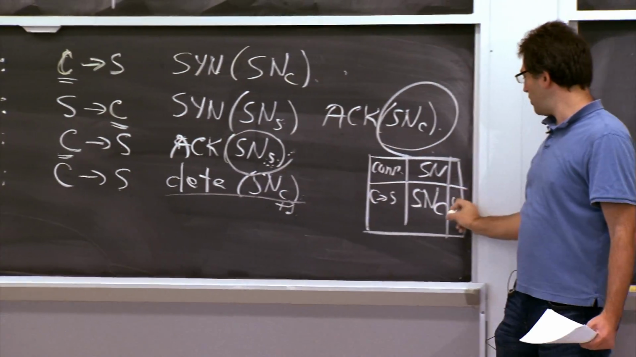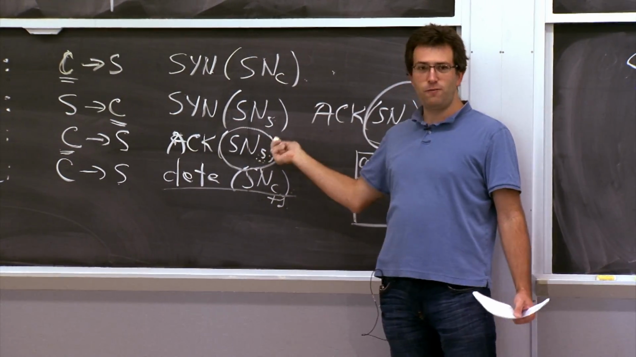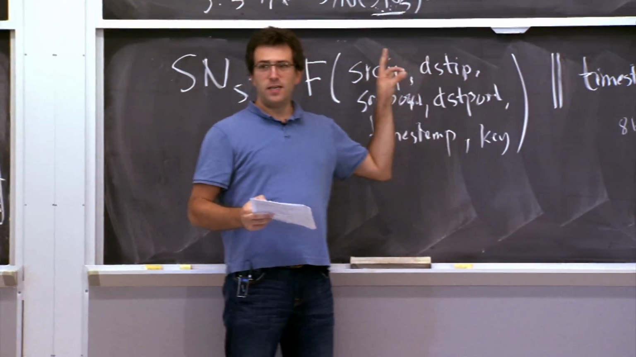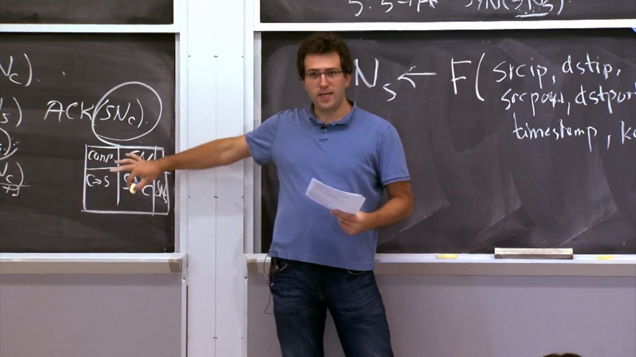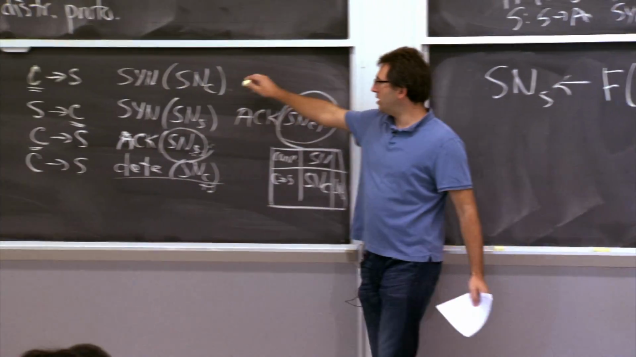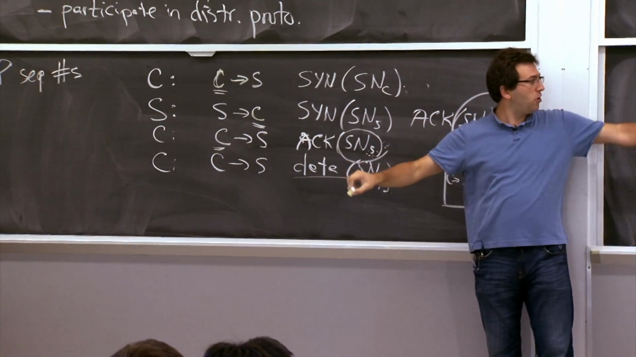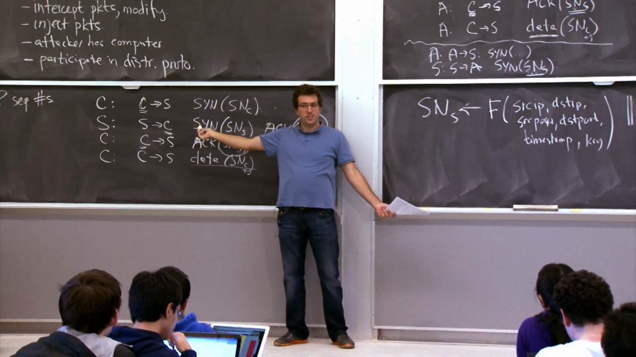And this is why we had to store it in this table over here. Otherwise, how do we know if this is a real response or a fake response? The reason for using this function f here is that now we can maybe not store this table in memory, and instead, when a connection attempt arrives, we compute SNS according to this formula over here, and just send it back to whatever client pretends to have connected to us.